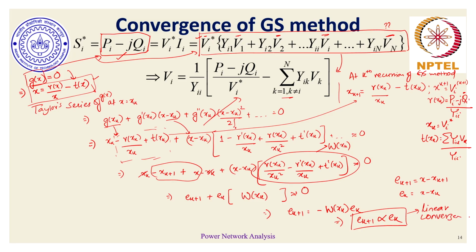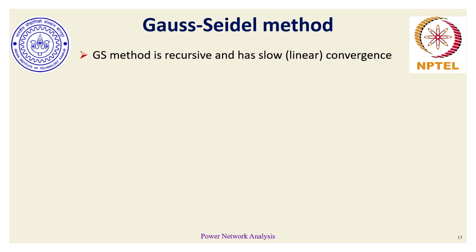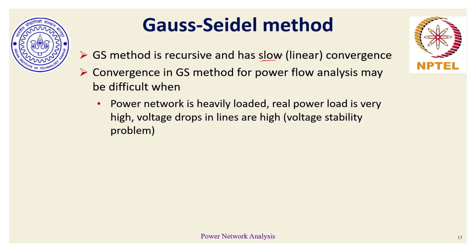When we discuss the Newton-Raphson method, we would see that it has ek plus 1 proportional to ek square, which would indicate that the convergence is quadratic and not linear. So basically the convergence is happening in a much slower fashion. It's all linear, whereas in the Newton-Raphson method we would see quadratic convergence, and quadratic convergence saves time. That is the benefit. So the Gauss-Seidel method in general is recursive and has linear convergence, so it has a slow convergence property.